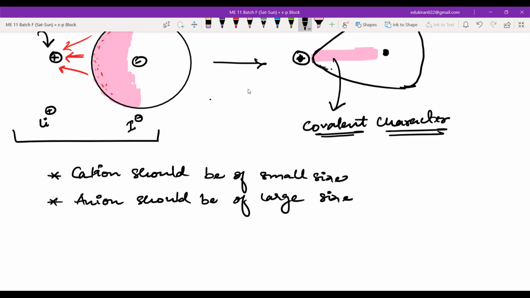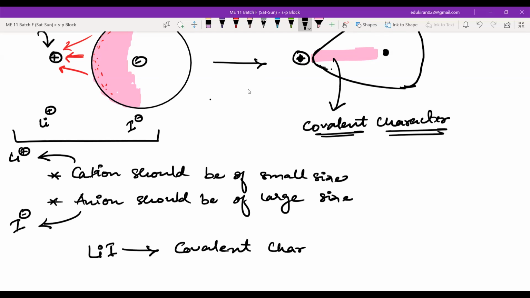Now, when I look at the halides, cations are from the group 1 elements. So if I take the smallest cation, that is lithium positive, and the anions are from the halides, and I take the largest anion, that is iodine negative, then when we form the halide of lithium and iodine, that is lithium iodide, it is expected, and it is true, that it is going to have covalent character.